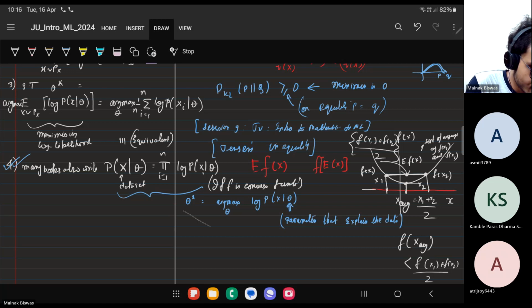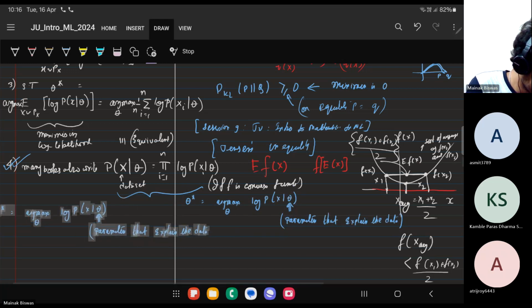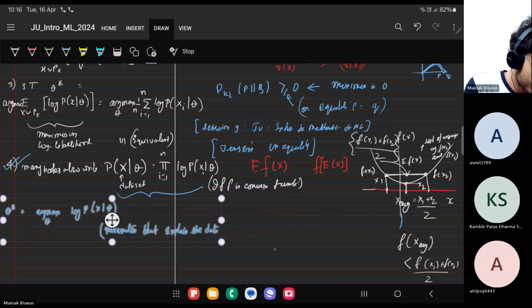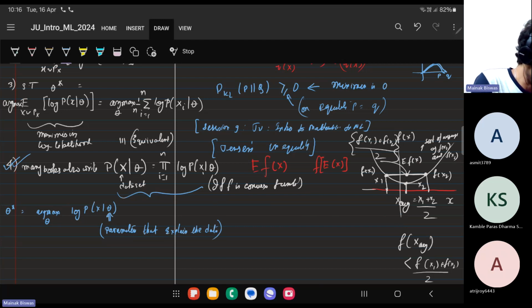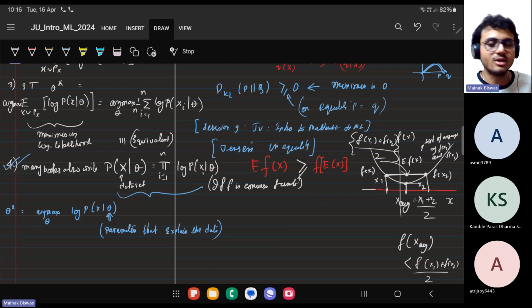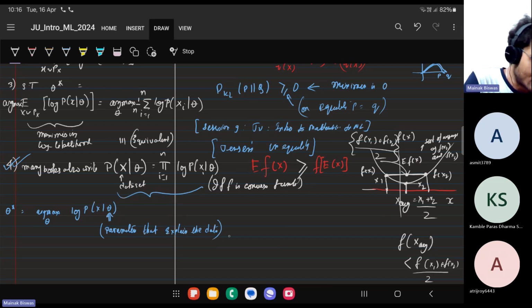I'm waiting. This is the only trick you require to show it, and it will be done. Any questions? Okay, so the expected value of the function has to be greater than the function at the expected value for a convex function. So now tell me, what is the expected value of log of P(x) by Q(x)? This is KL divergence, yes or no?